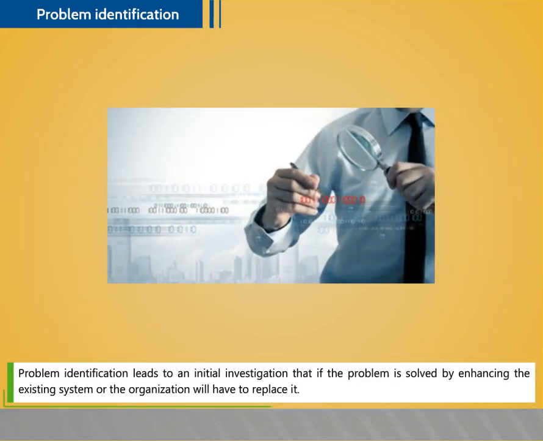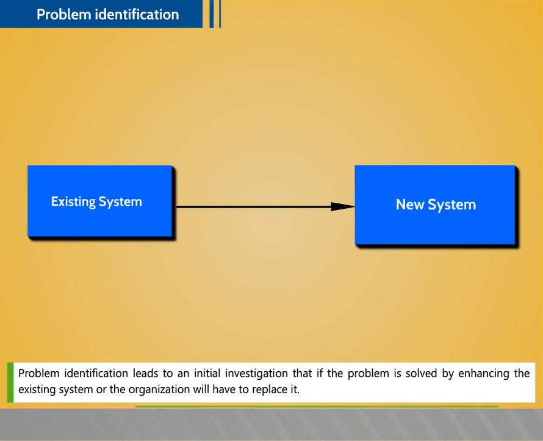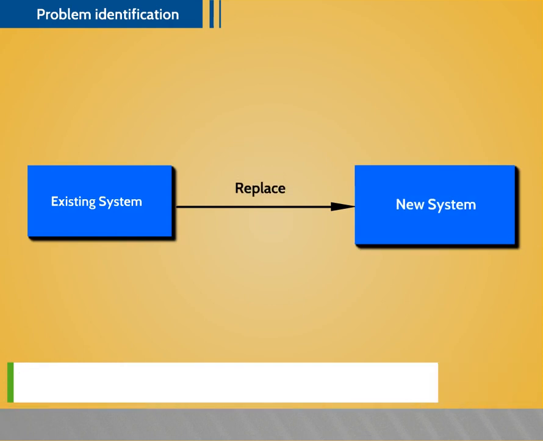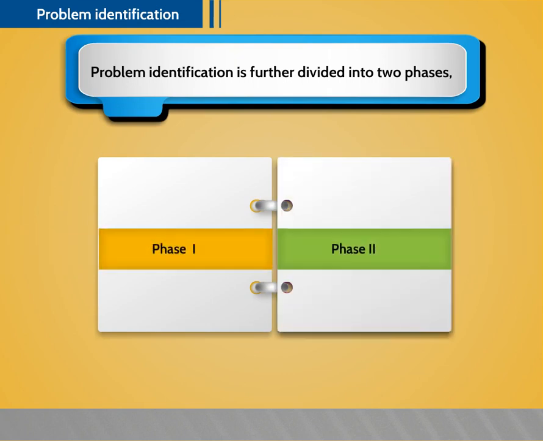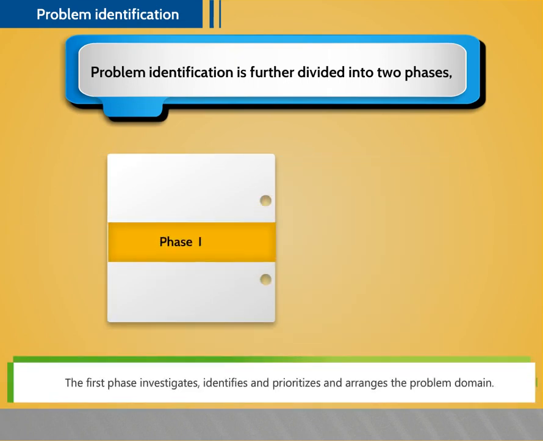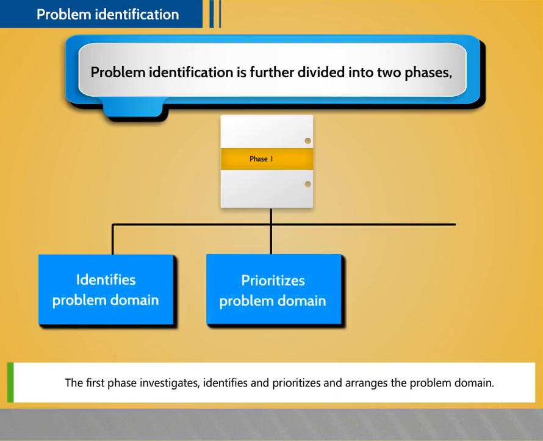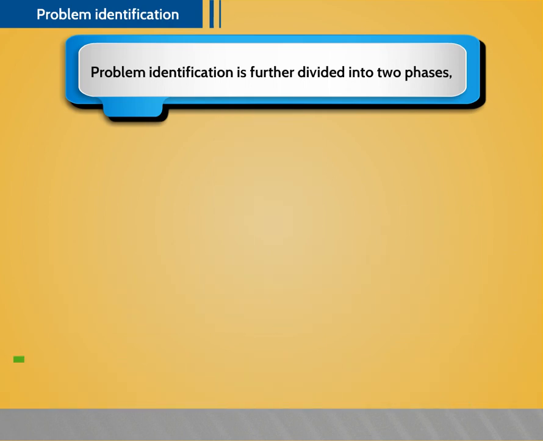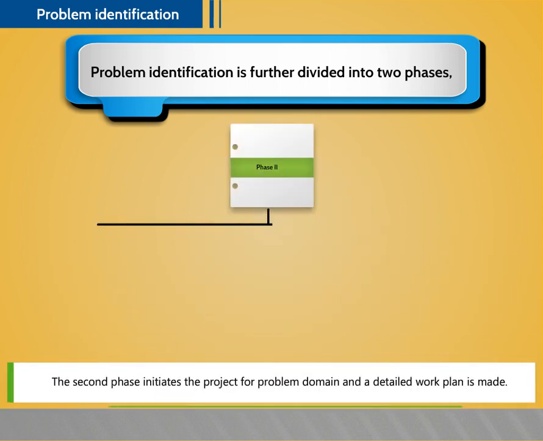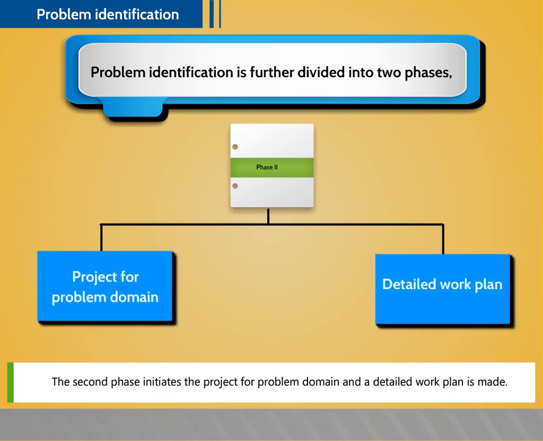Problem identification leads to an initial investigation that if the problem is solved by enhancing the existing system, or the organization will have to replace it. Problem identification is further divided into two phases. The first phase investigates, identifies, and prioritizes and arranges the problem domain. The second phase initiates the project for problem domain and a detailed work plan is made.